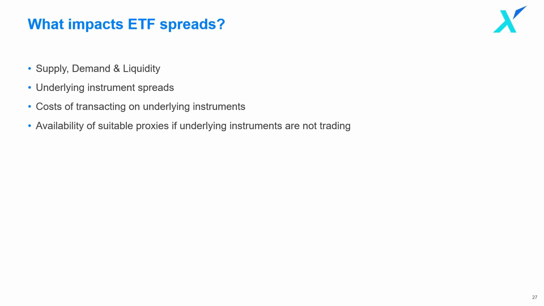And so a market maker would need to find suitable proxies to value what those underlying shares are worth, even though the actual instruments themselves are not trading on that particular day. And so the spreads of the ETF would adjust accordingly based on how suitable those proxies are and how much tracking error exists on those proxies versus the underlying shares.